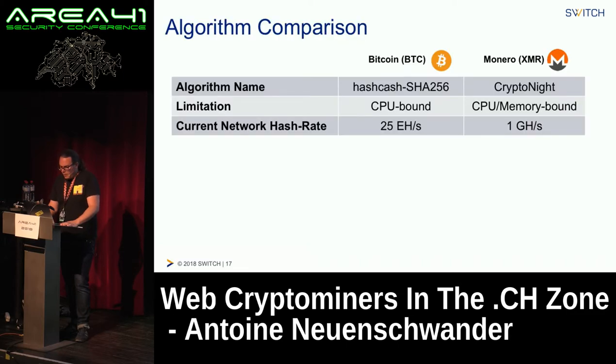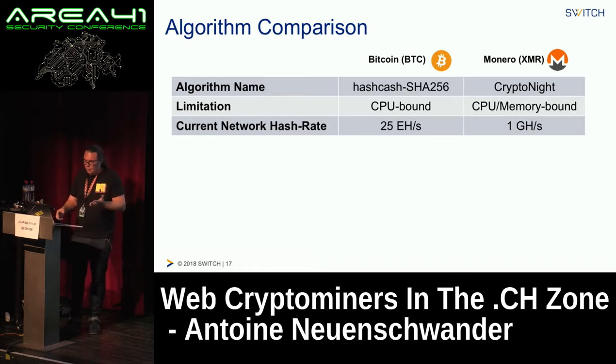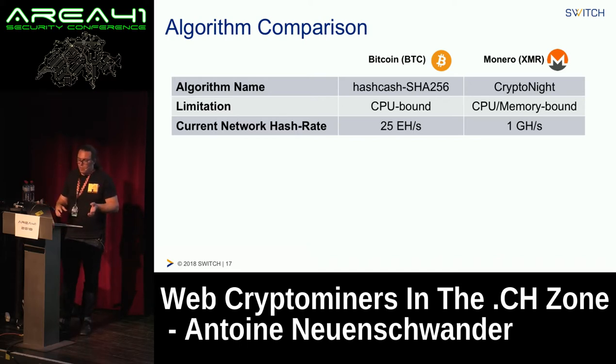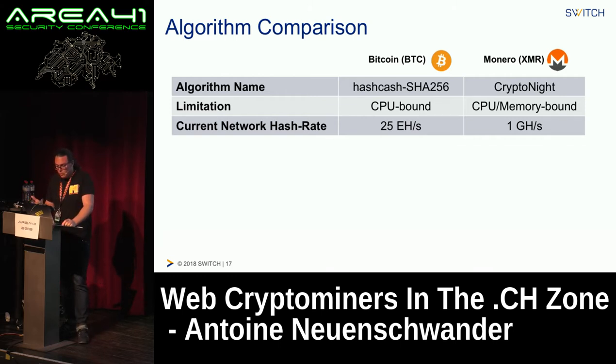Okay, so let's also look at the algorithm comparison. The reason why Monero is possible to mine on general purpose computing devices is because it's not only CPU bound. With Bitcoin, you need to do SHA-256 computations twice in a row, and you can parallelize this. For Monero, what you need is a CPU, obviously, but also a lot of memory, because in the algorithm, you need to build up a scratch pad of 2 megabytes. This is your working buffer, and you then do the hash computations on it.